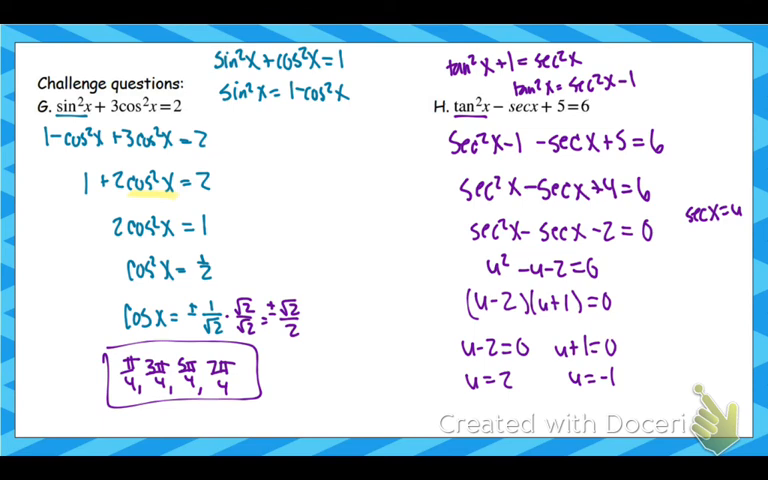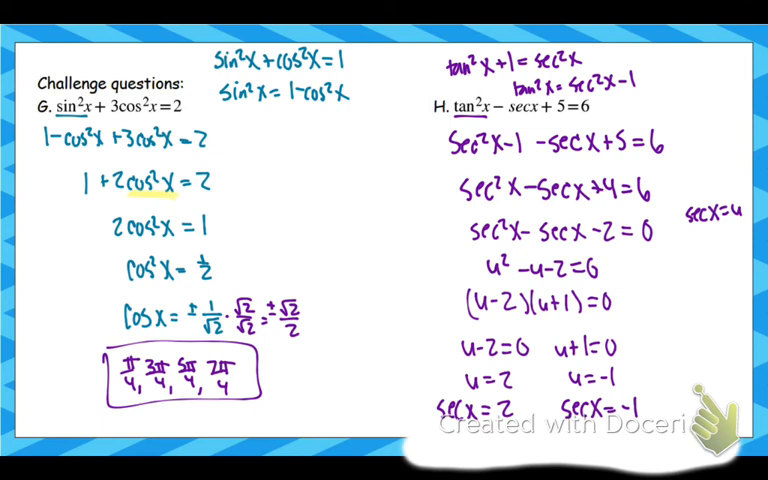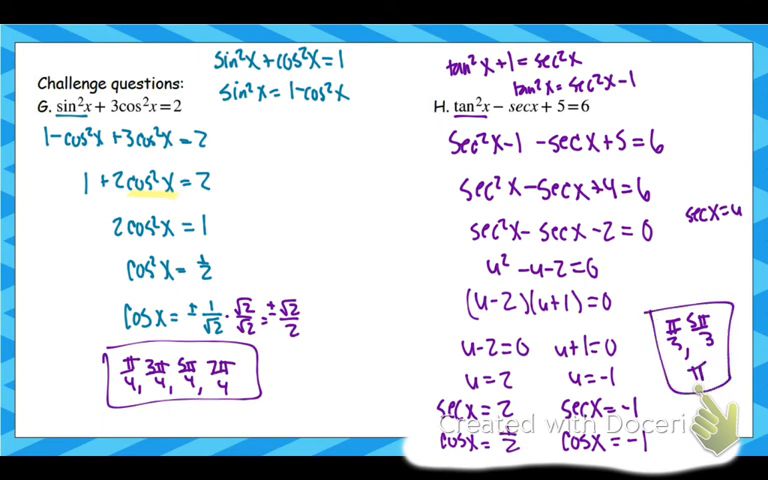So then again, remember, u is not what we're looking for. We're looking for secant. So we're looking for where secant is 2 and where secant is negative 1. Now remember, secant is the reciprocal of cosine. So that means if we're looking for an x-coordinate, as long as we take the reciprocal. So that would be 1/2. And then if we do 1 divided by negative 1, it's still negative 1. So we're looking for an x-coordinate of 1/2. That's going to happen at pi over 3 and 5 pi over 3. And we're looking for an x-coordinate of negative 1, which will happen at pi. So we end up with 3 total answers here.